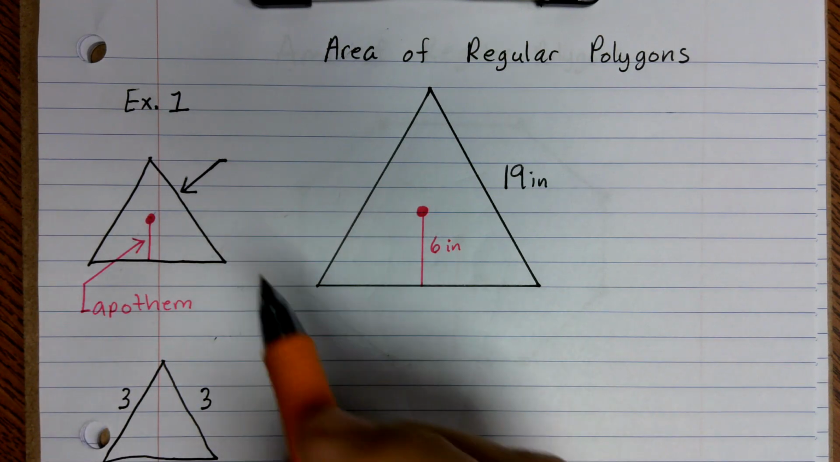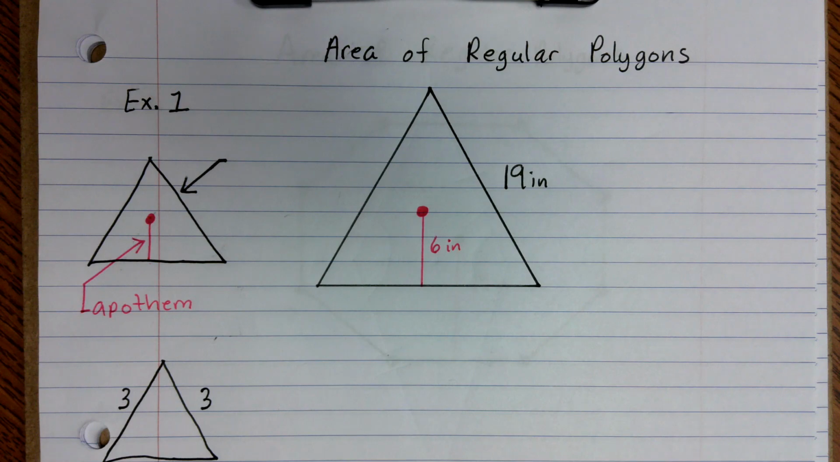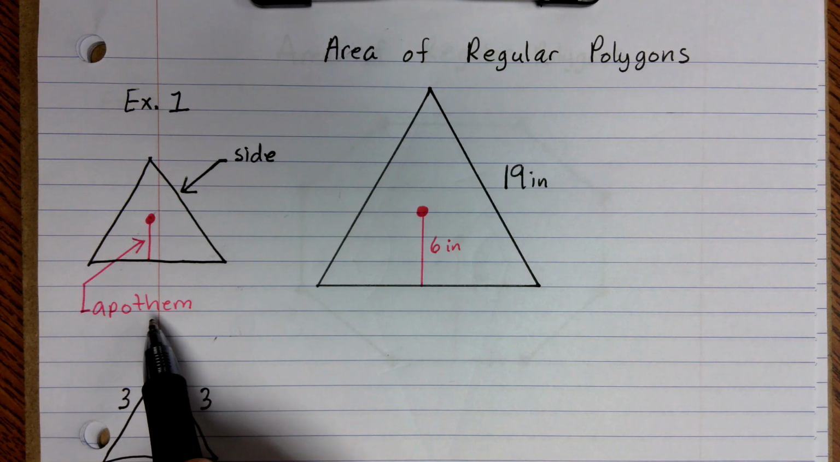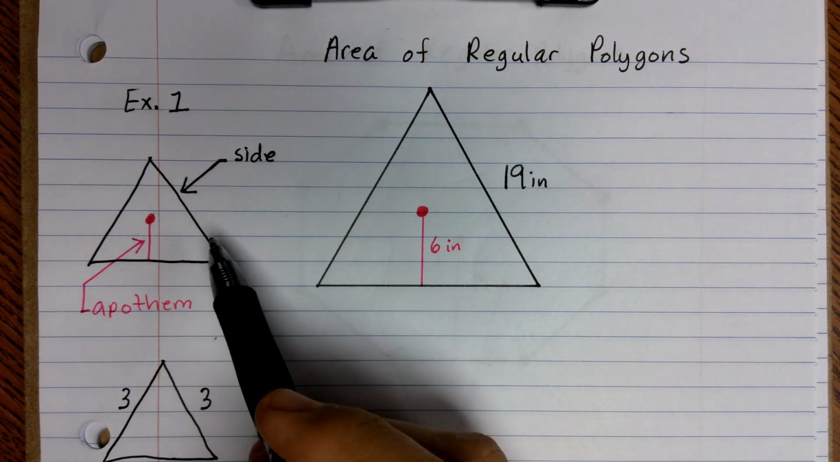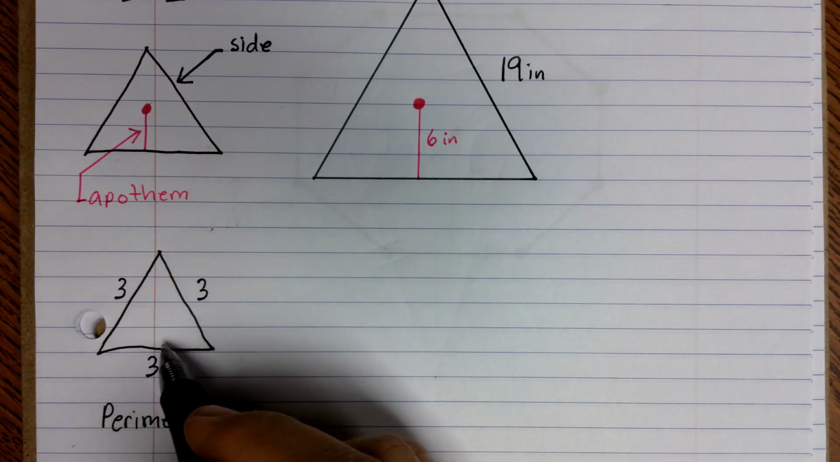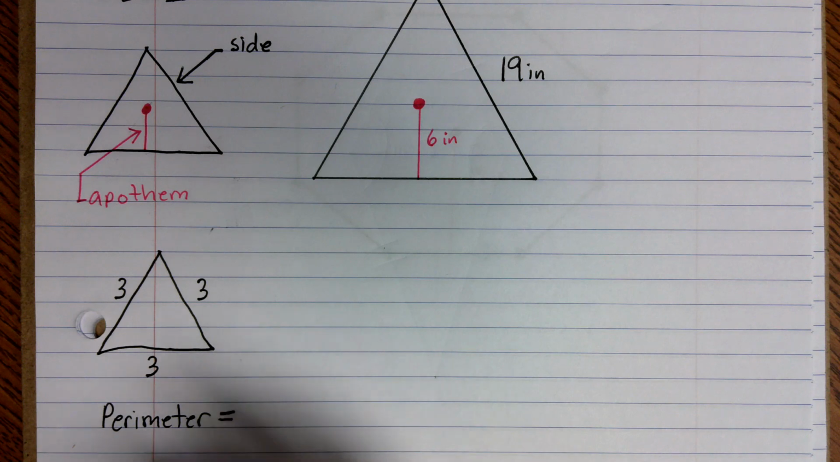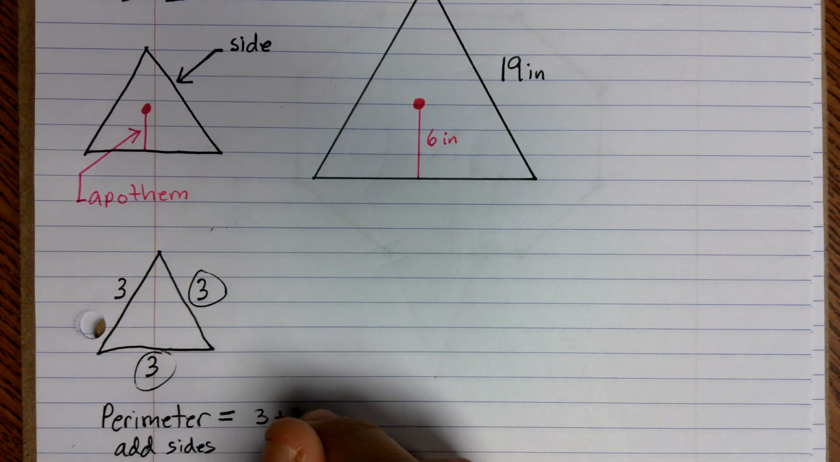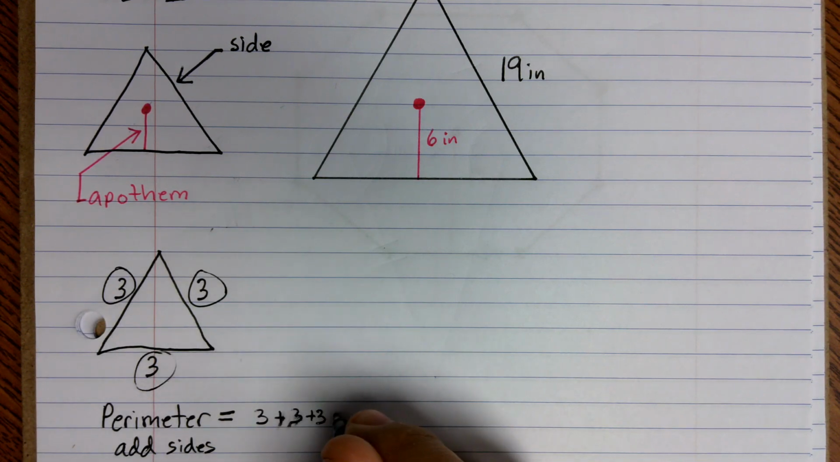So anytime you see this, and this is just a side of the shape. And we're going to need that because the formula we're going to use not only is going to use the apothem, but it is also going to use the perimeter of the shape. And I just need you to remember that when you're working on one of these, if you wanted to find the perimeter of any shape, you just add the sides. So I'm going to write right here, add sides. So for instance, this side right here, we have 3 plus 3 plus this side, which is 3. So in this case, the perimeter would be equal to 9.